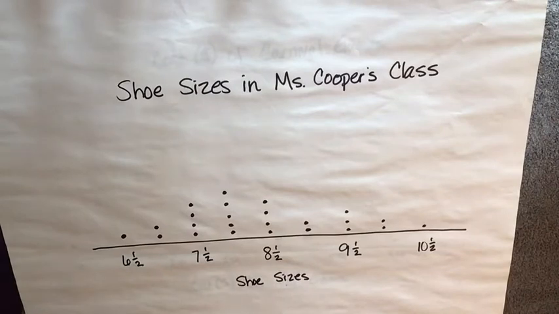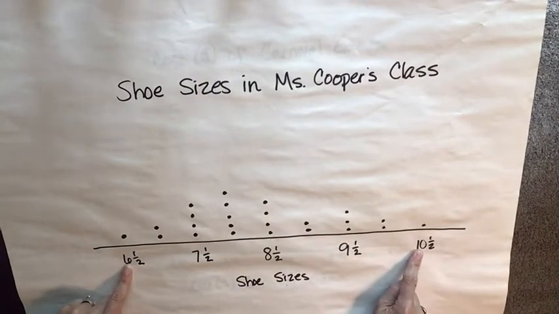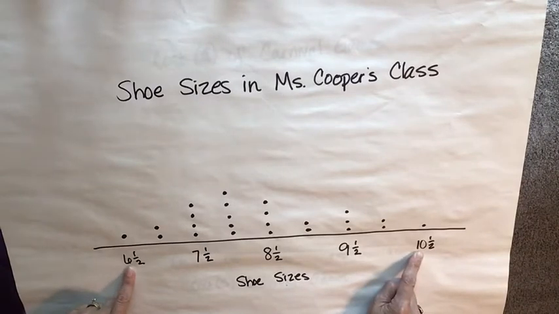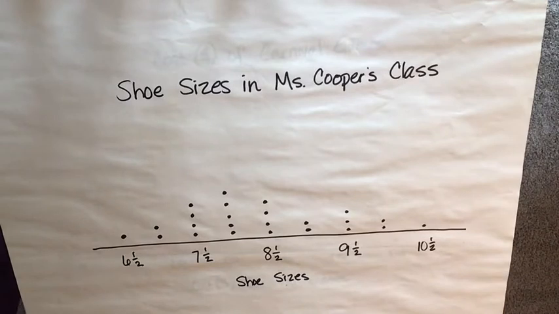I could ask you the least common, and you can see that both 6.5 and 10.5 have one person that had that shoe size, so they would be the least common. I could ask you things like how many students were in the class, and you would be able to count up the number of dots to know how many people there were that we checked their shoe size. So that's one way to use a dot plot.